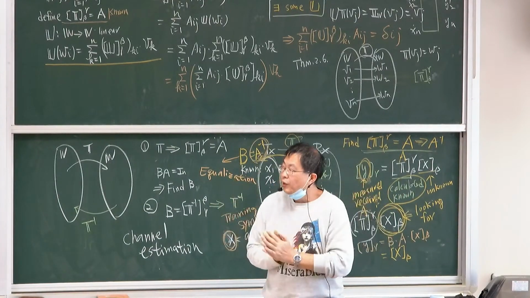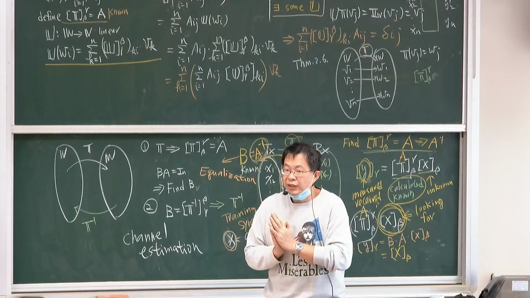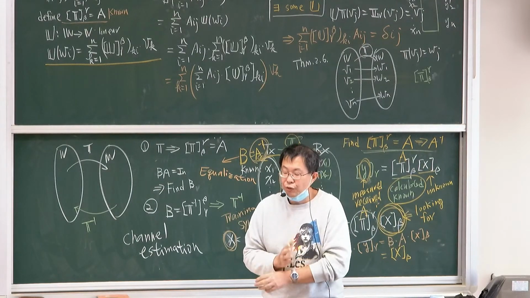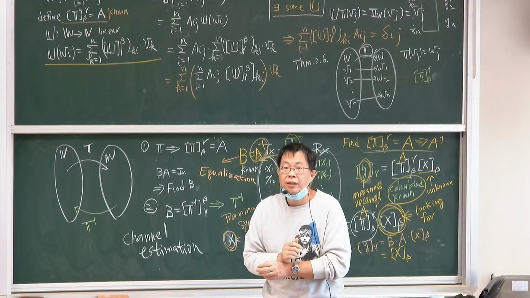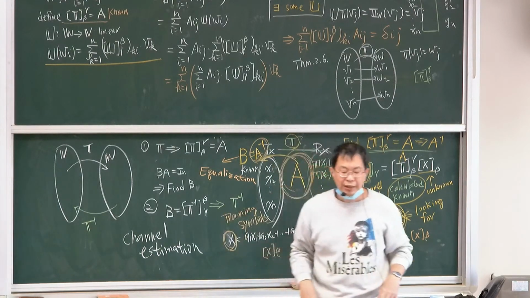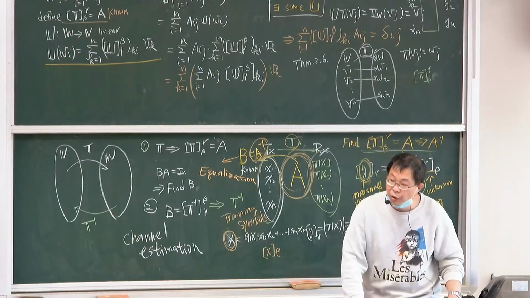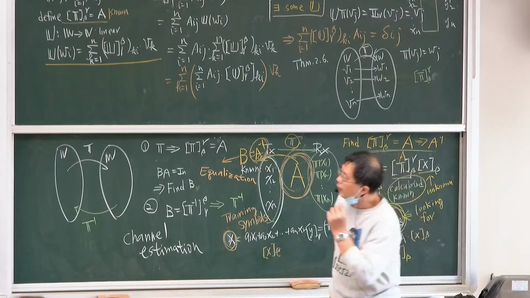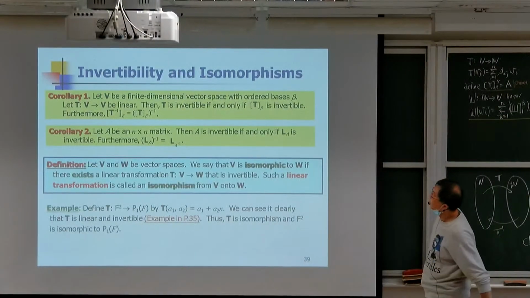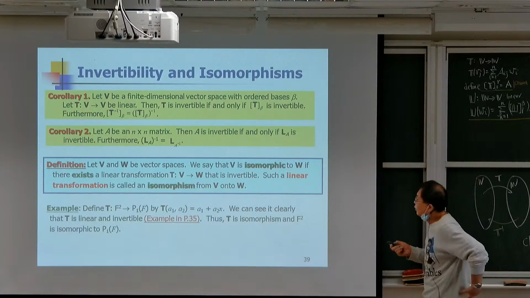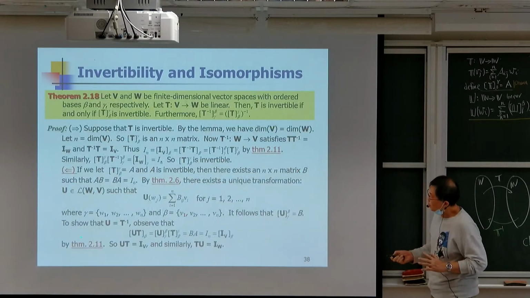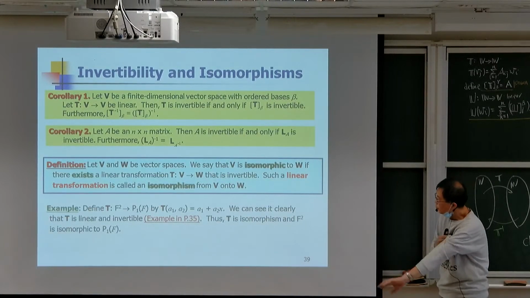We call this the pseudo inverse, which will be covered in chapter 6. OK. So we finished theorem 2.18, and now from the corollary. Corollary 1 and corollary 2 are similar to theorem 2.18, so we are not going to prove them.